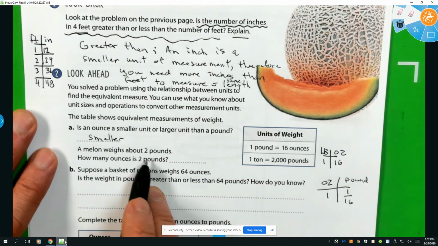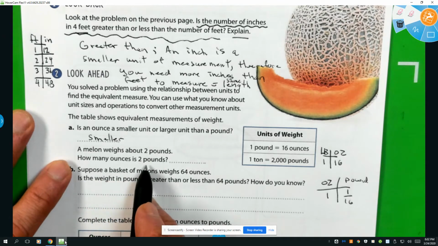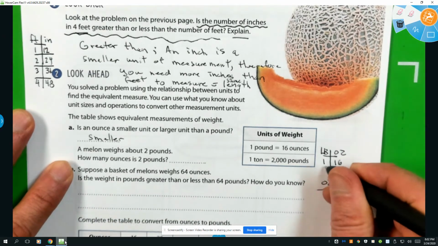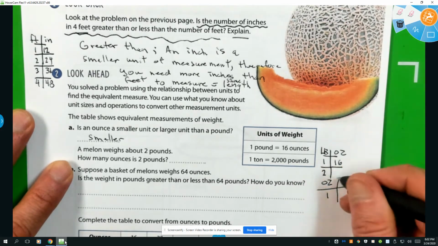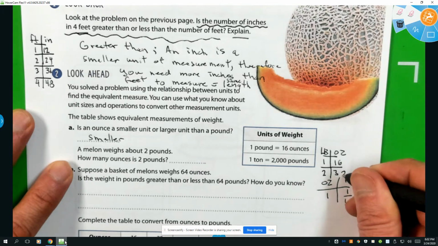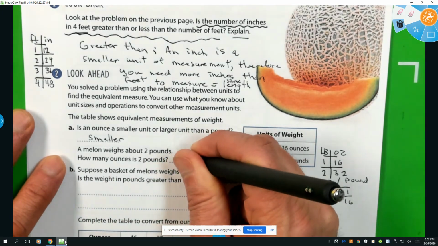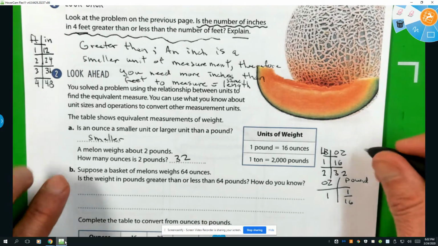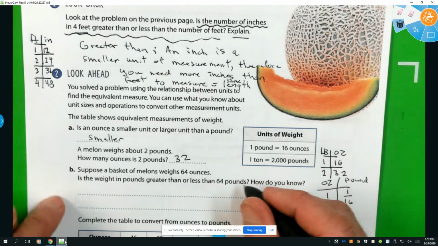So a melon weighs about 2 pounds. How many ounces is 2 pounds? Well, just using our table, we know we're just going to keep adding 16. So 2 pounds, 16 plus 16 is 32. So 2 pounds is 32 ounces. Suppose a basket of melons weighs 64 ounces. Well, let's continue our table. So we can just do that.